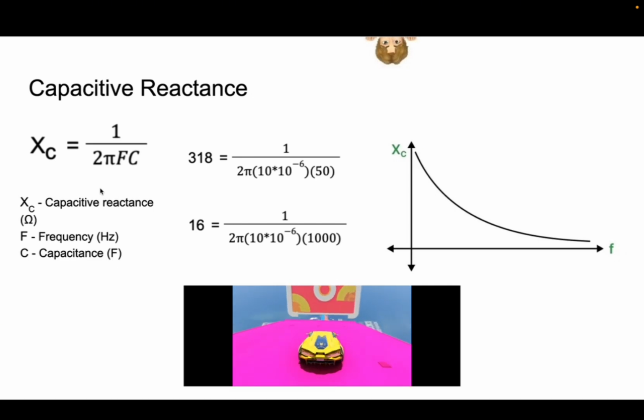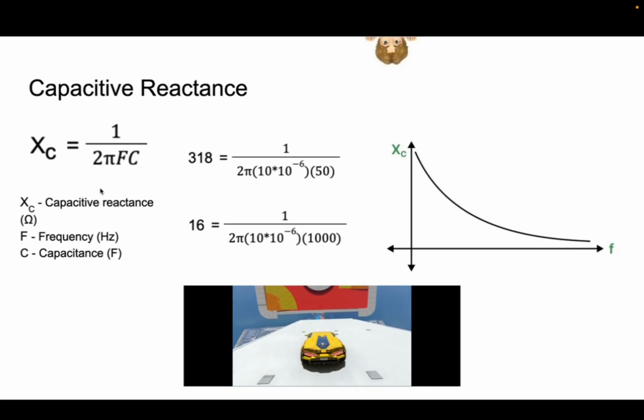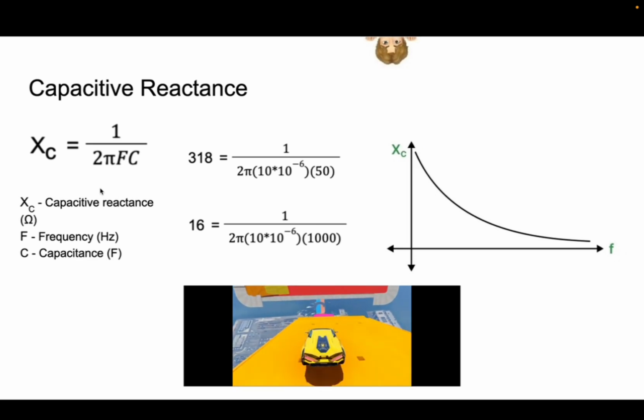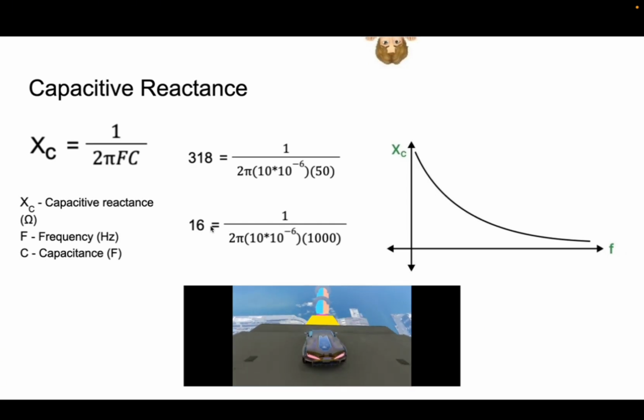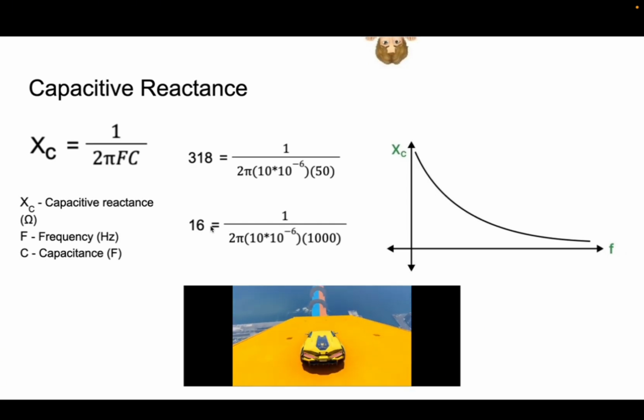Let's say we have a 10 microfarad capacitor and a frequency of 50 hertz. This results in a capacitive reactance of 318 ohms. However, if we have a 10 microfarad capacitor and a frequency of 1000 hertz, we get a capacitive reactance of 16 ohms. This shows us that the higher the frequency and capacitance, the lower the capacitive reactance.